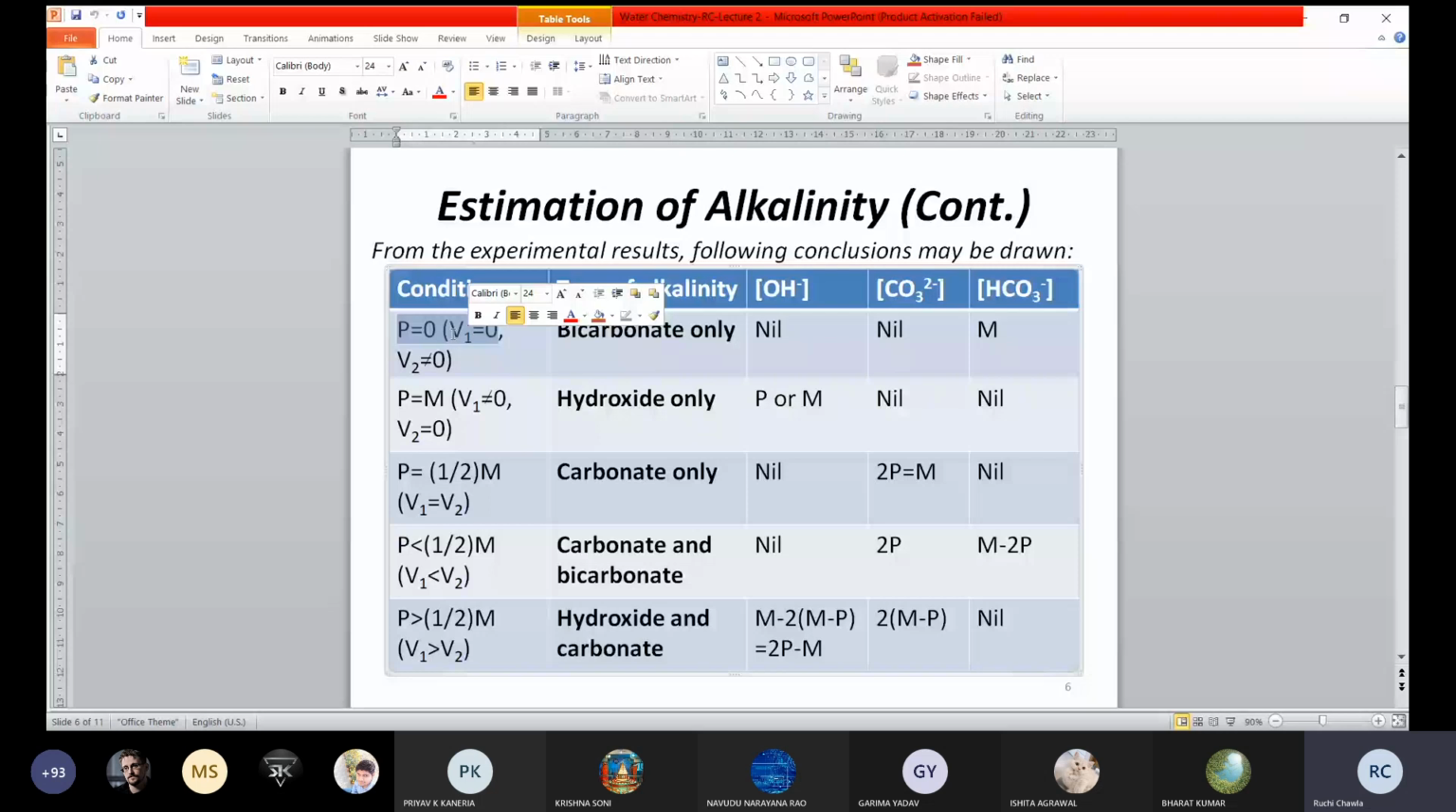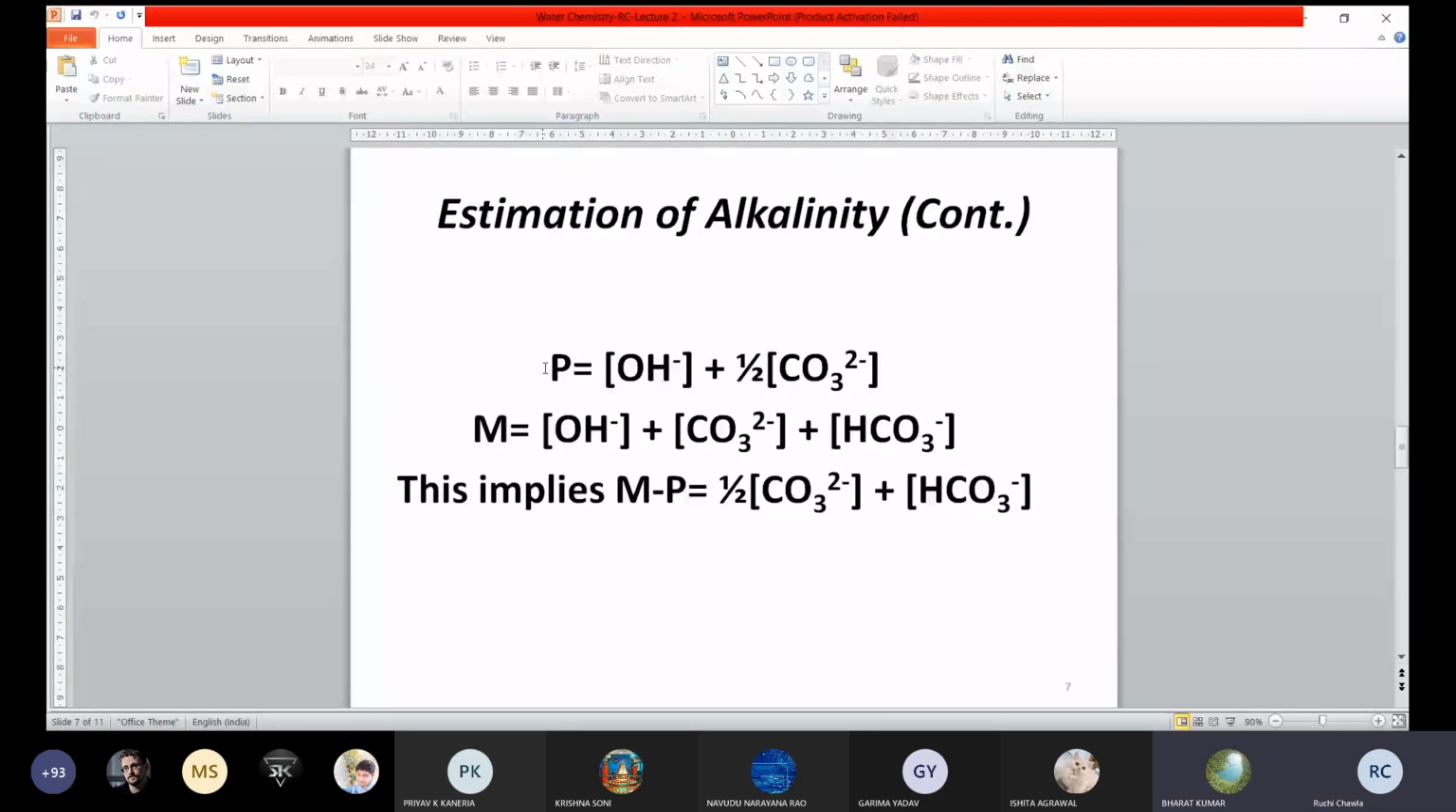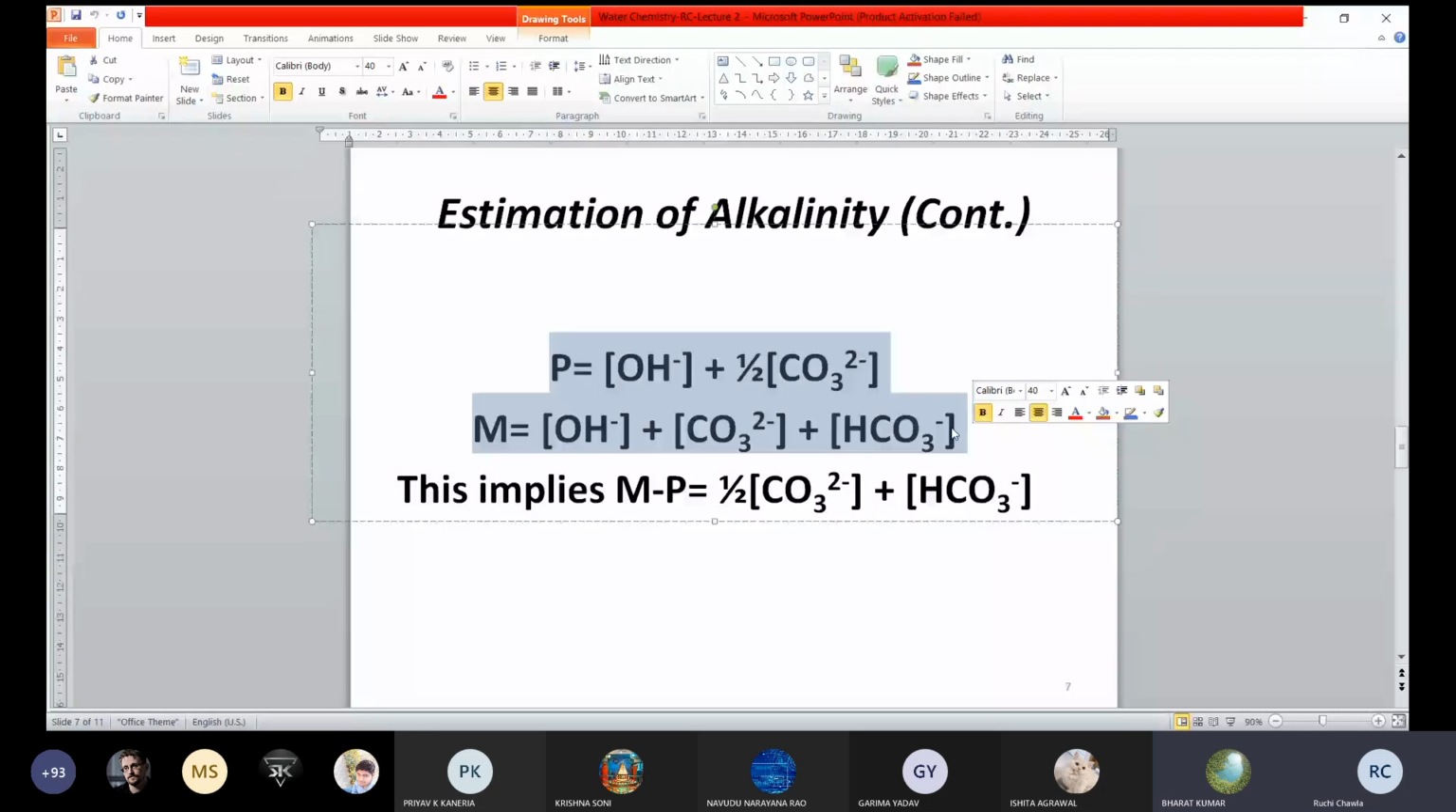Now let us see how we can conclude which type of alkalinity is present. For that, you need to recall the two equations that I showed on slide number 2 today. Can you see the two equations? Yes, ma'am, you can see it now.